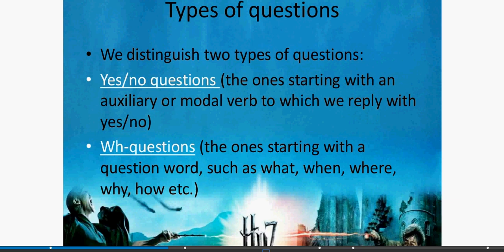The other type, which is WH questions, the one starting with a question word such as what, when, where, why, how. All of these, if we find them at the beginning of the question, this is a WH question. And we use this WH word that comes at the beginning of the WH question to link what is outside the bracket and what is inside the bracket.